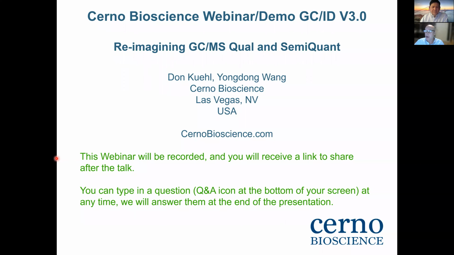As you probably know, this software is targeted for qualitative unknown analysis. Although in the latest version 3, we've added a capability to do semi-quantitative analysis. I probably won't have time to go into that in much detail today, but I'll talk about it a little bit. This is our version 3 software.